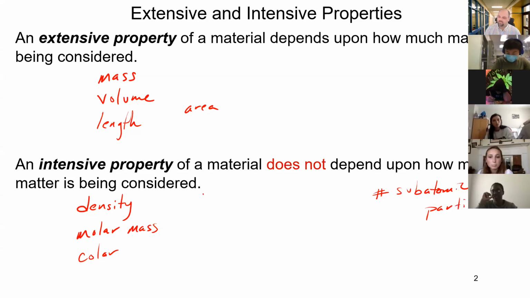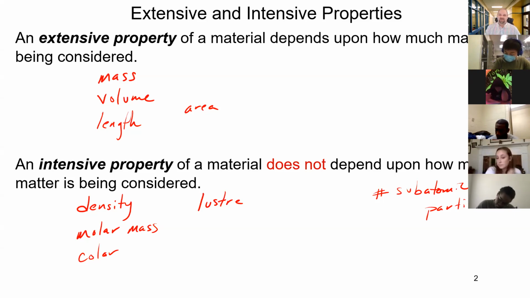What about the feel of it, how it feels? Absolutely. When we talk about metals, we talk about how shiny it is, and that's called luster. Some materials are shiny by nature, and if you have a small amount versus a large amount, that stays the same.